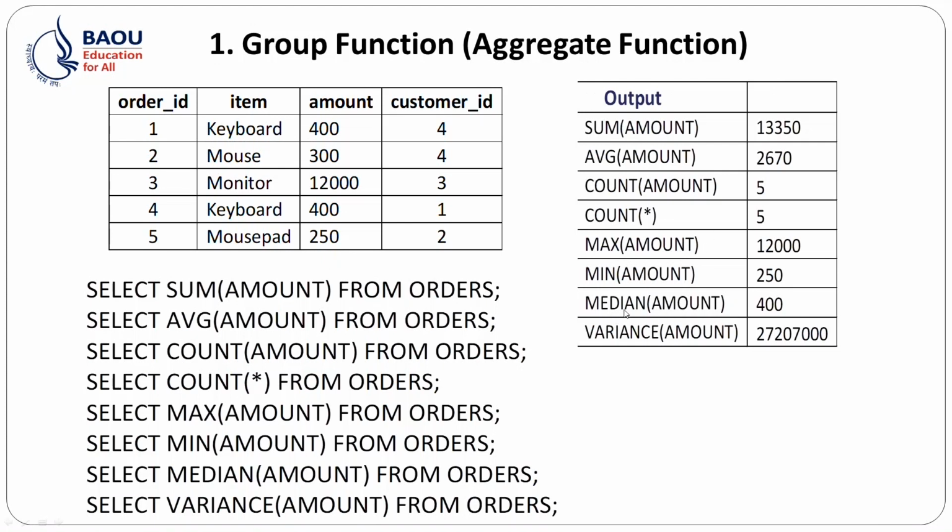Now, the median. SELECT MEDIAN. Median means the middle value. From this column, 400 is the middle value. First of all, the values are arranged in ascending order, then the middle value is found and returned. Now the variance function is used to display the variance of this amount value. The same way we use standard deviation also. Now these all are the examples of the aggregate functions.